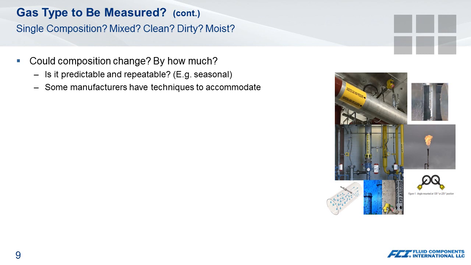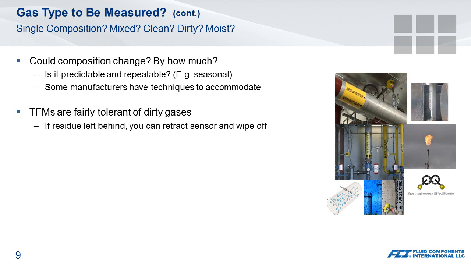Thermal flow meters, as a rule, are pretty tolerant of dirty gases. If there's any residue that happens to be left on the sensors that could alter the heat transfer properties, the recommended practice there is to insert it using a ball valve so that it can be retracted whenever you think the sensor has some deposit on it. Retract the sensor and wipe it off and put it back in. And there's no moving parts or anything that are going to get clogged up. So fairly tolerant of dirty gases.